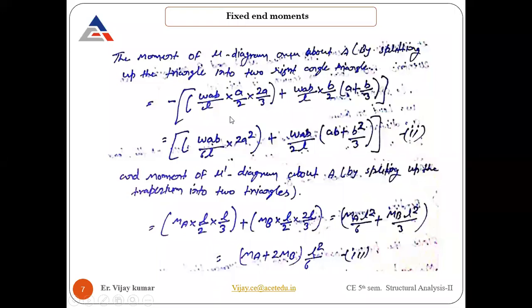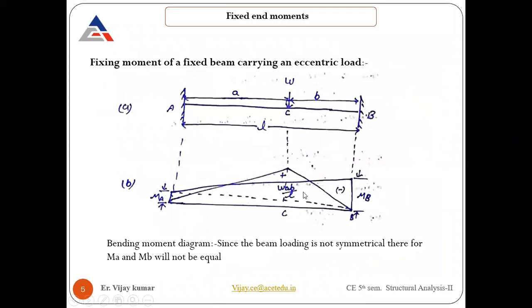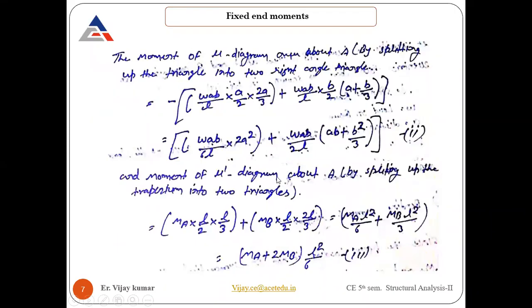First of all, if you see that diagram, there are two right angle triangles. If you split into triangles 1 and 2, there is a complete triangle which has the highest magnitude of WAB by L, that is the height. If you split them, you will find there are two right angle triangles. Which are the right angle triangles? If you draw one line, this is the right angle and this one is the right angle. So if you take their area, about point A, you need to take the moment. So first of all, calculate the area, put it at the centroid, and then multiply by the perpendicular distance. That is the way to do that.